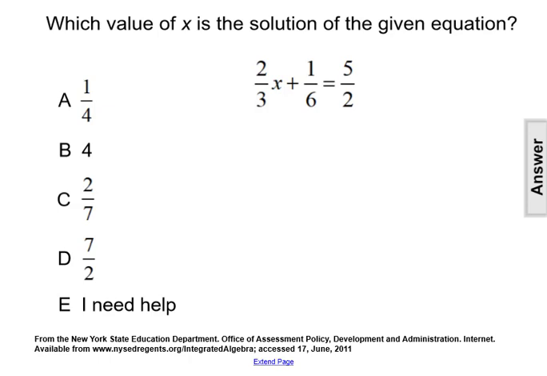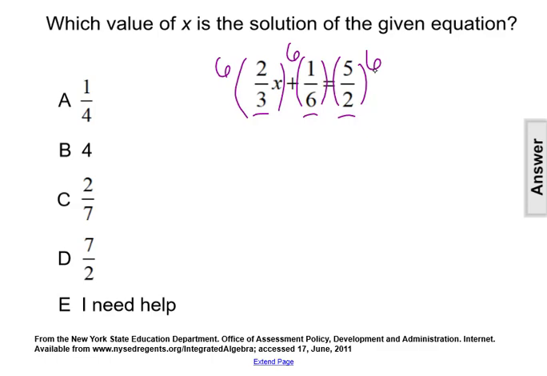So you can see in this equation we have denominators of 3, 6, and 2. So the least common denominator of 3, 6, and 2 is 6. So we'll multiply every term in the equation by 6.